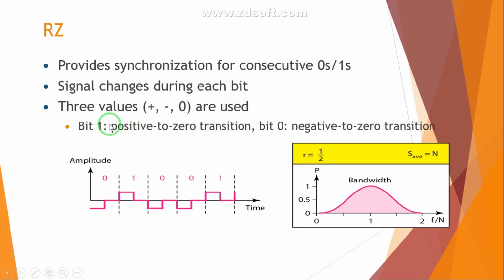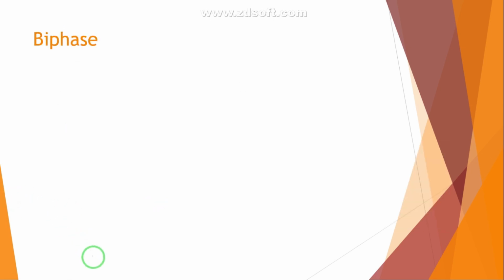So for bit 1, there is a transition from positive to zero. See the transition, positive to zero, positive to zero. And for bit 0, it is a negative to zero transition. You can see it over here. Initially it is negative, then it comes to zero. Similarly, it was negative, comes to zero. Again, 0 is represented by a transition from negative to zero, whereas logic 1 is represented by a transition from positive to zero. So the problem of synchronization has been solved, and the problem of the DC component has been solved in return to zero.